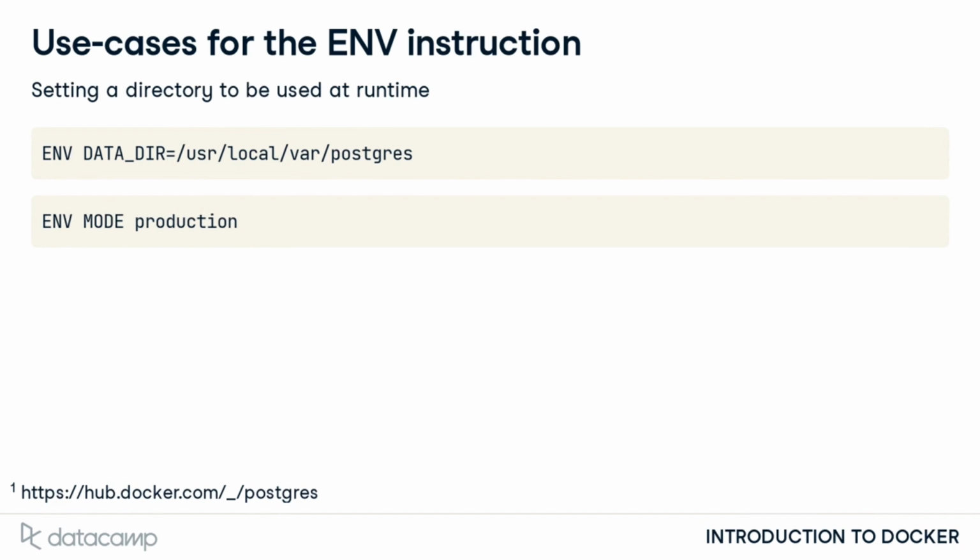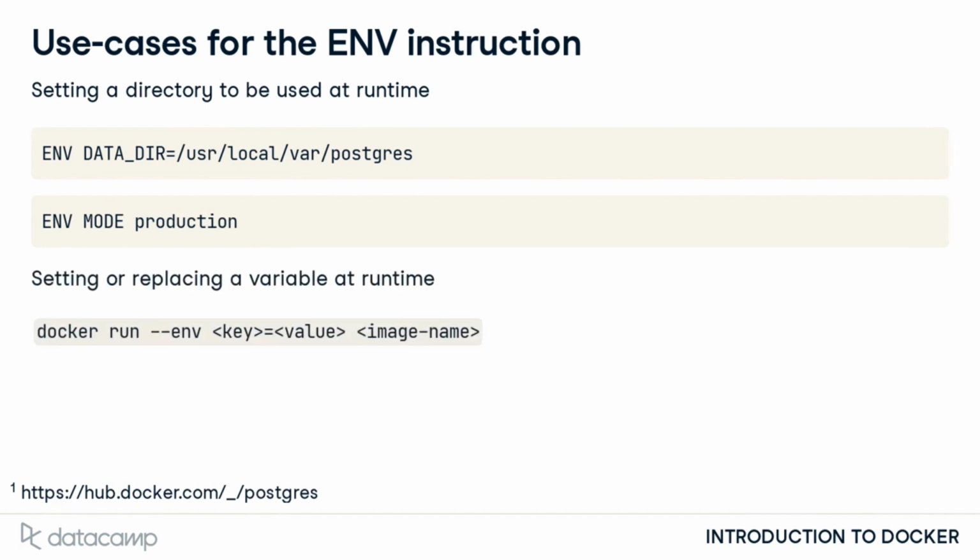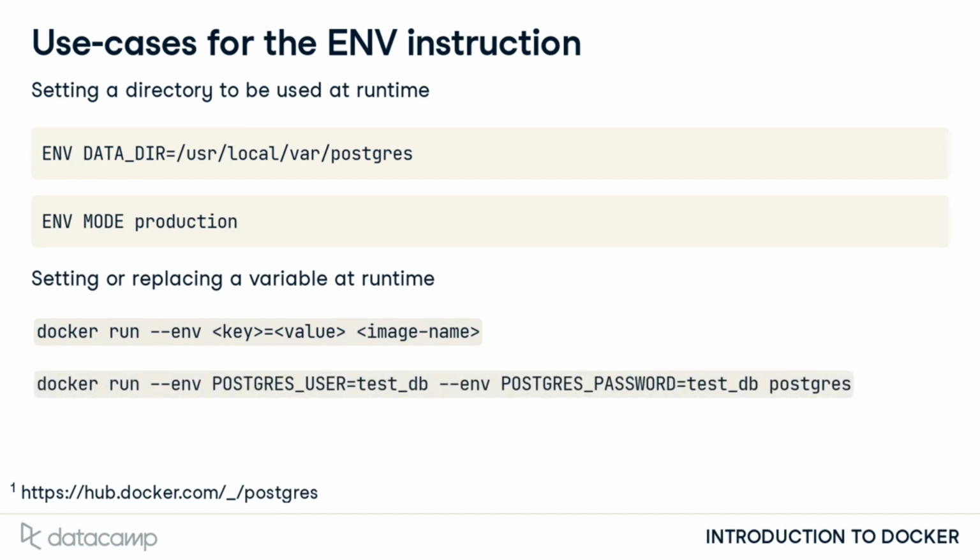Unlike ARG variables, it is not possible to override ENV variables at build time. However, it is possible to override ENV variables when starting a container from an image. This can be done using the -e parameter of the docker run command. For example, in the official Postgres image, there are several ENV variables available to configure the container.